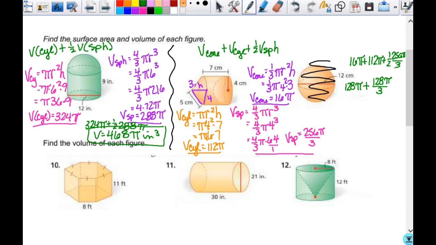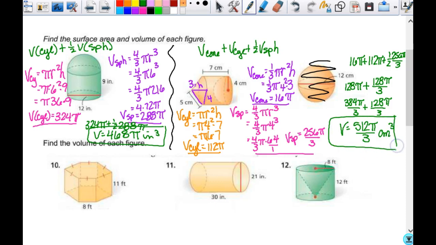Well, that's not going to divide evenly, so I need to get a common denominator here so that I can actually add these, and this is going to give me 384 pi over 3 plus 128 pi over 3. And so that's going to give me total volume as 512 pi over 3. All in one fraction. The pi is not hanging out on the side. I cannot reduce that because I couldn't reduce it up here. That is it, centimeters cubed.